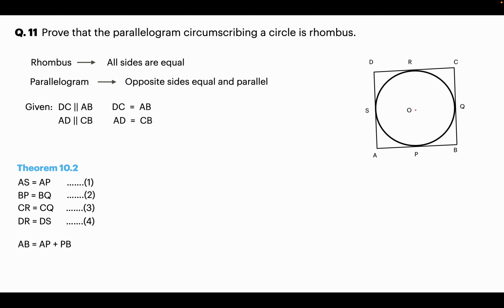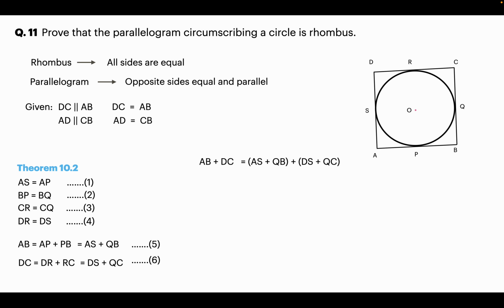Let's see how. So I take side AB and I can say that this line is AP plus PB, and I know that AP is equal to AS and PB is equal to QB. Let's say this is expression 5, and DC is DR plus RC, and DR is equal to DS, and RC is equal to QC. Let's say this is expression 6. Now I add expressions 5 and 6, so it becomes AB plus DC, that means AS plus QB plus DS plus QC.